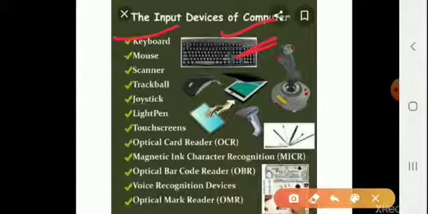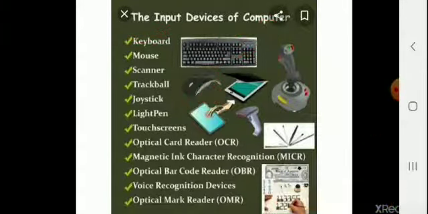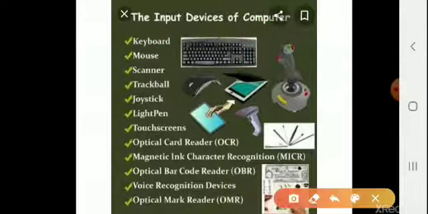Then the next one, if we see, is the mouse. Here is the picture of the mouse. The mouse is a device to draw things and select items and text on a computer. It is a pointing device which is used to select or to draw things on our computer screen. Then next, we will see the joystick.